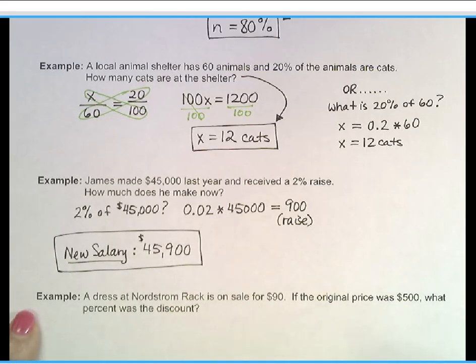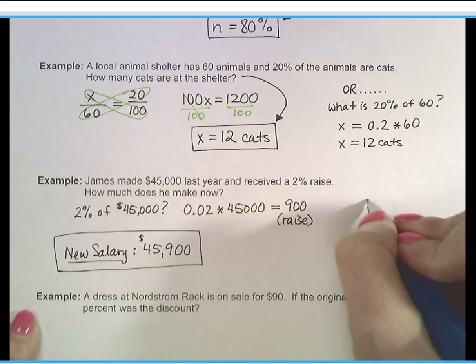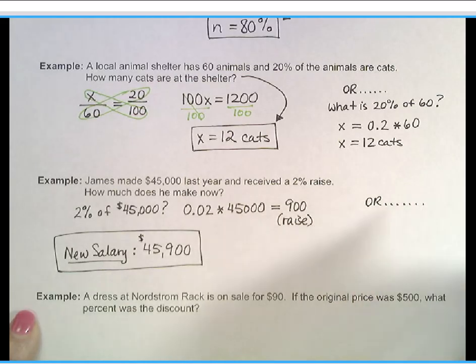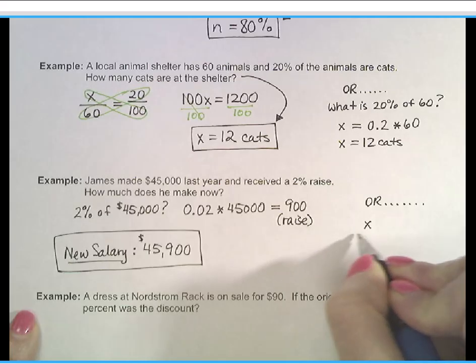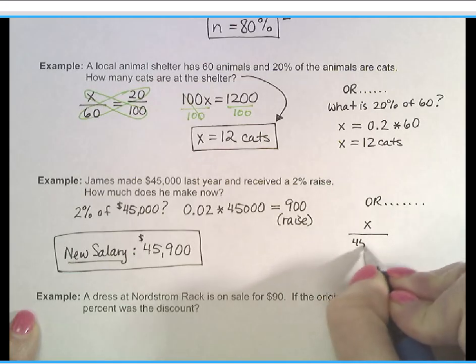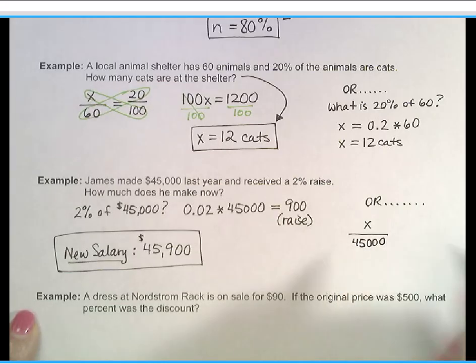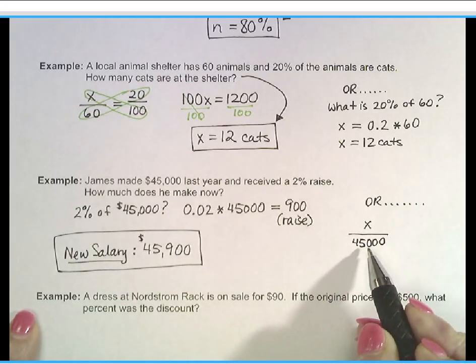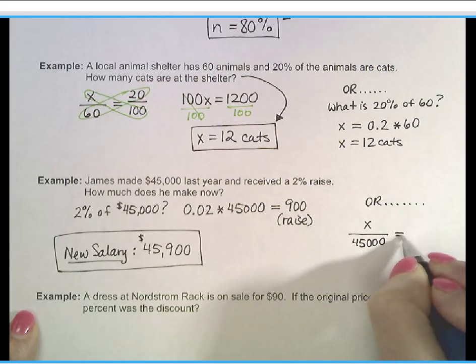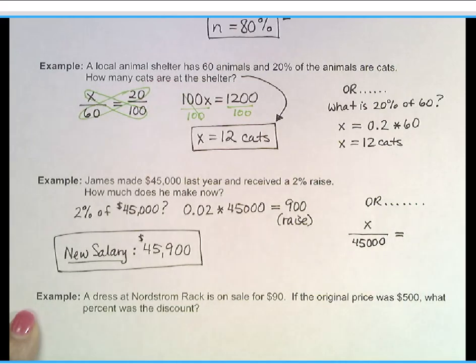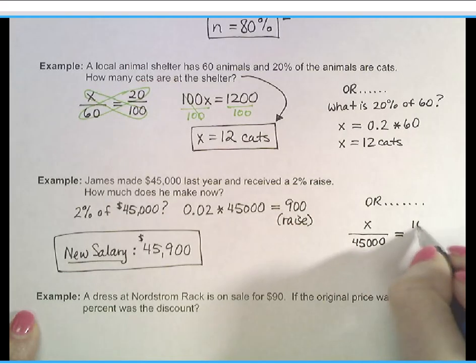But you could also set this up as a proportion. So I'll say, or, another way to do this one. You could say, well, how much does he make now compared to the original 45,000 that he made? Like, how much out of that original 45,000? We don't want to do the 2%. What we can do here is we can set it up like this.